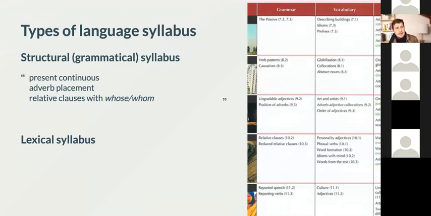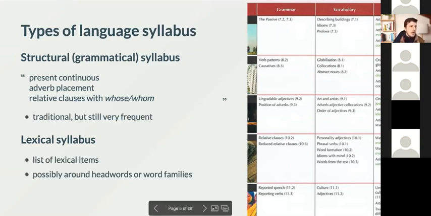Or if it's a lexical syllabus, then you start with the vocabulary. A list of lexical items, or a list of grammar, vocabulary, and topics that you want to cover, around headwords or around word families. Headwords are the words that you will find in the dictionary. You know that in the dictionary, you will not find all the forms of a verb, of a word. You only find the headword. Word families are bigger than the headword; it's even fewer but bigger items than the headwords.